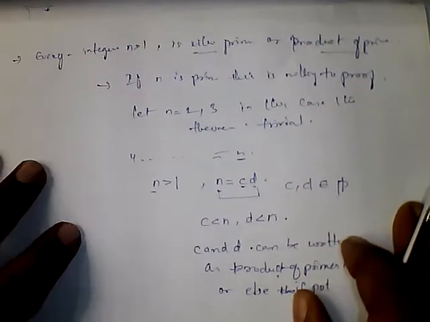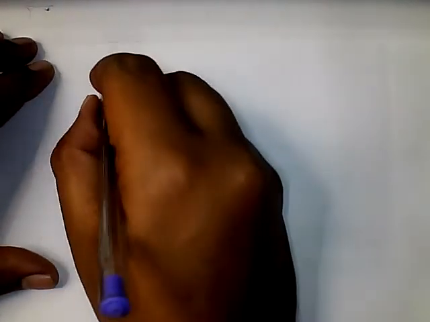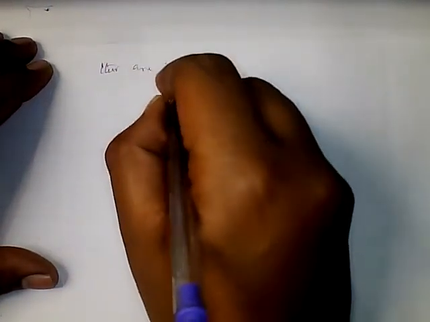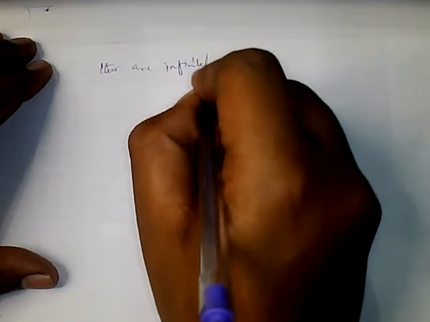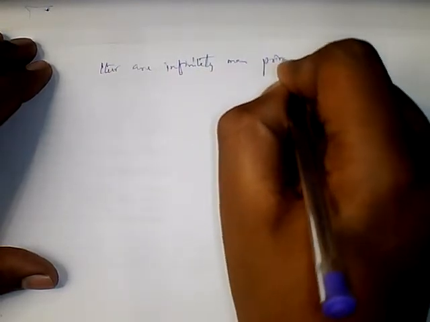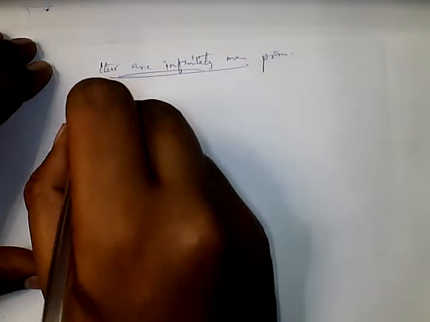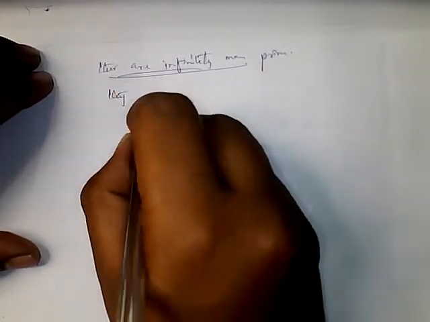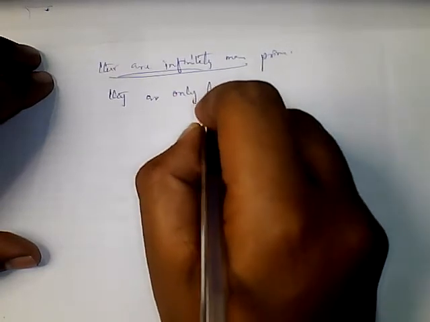And one more theorem that I want to add over here is that there are infinitely many primes. There are infinitely many primes. Alright, so for example, if possible, suppose there are only a finite number of primes.